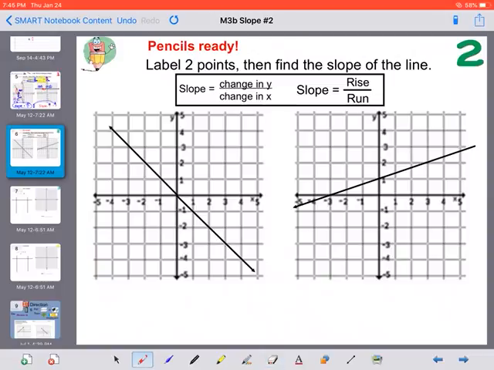I would like for you to try these 2 on your own and then click play to see if you got them right. Then we'll move on to something new on the back.